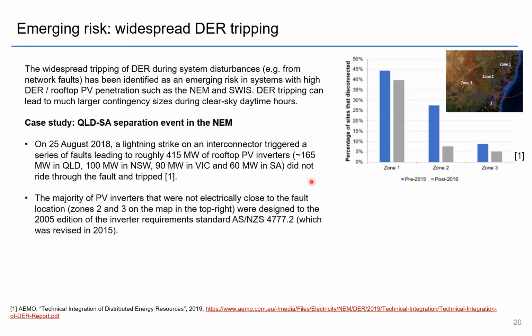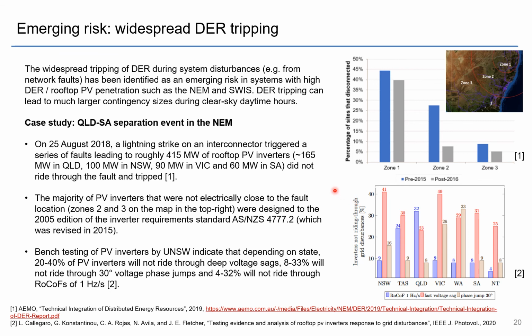The majority of the PV inverters that were not electrically or geographically close to the fault location, so zones 2 and 3 on the map, you can see here in the blue, the majority were actually pre-2015. So they were designed to the 2005 version of the inverter requirements standard, AS4777, which was revised in 2015. So they were probably non-compliant to some of the ride-through requirements in the new standard. You would like to think, or hope anyway, that as these older inverters get replaced, the new inverters are able to ride through these kinds of events.